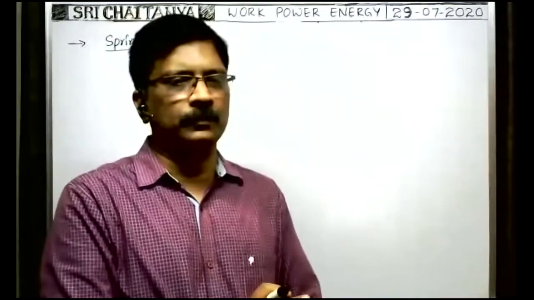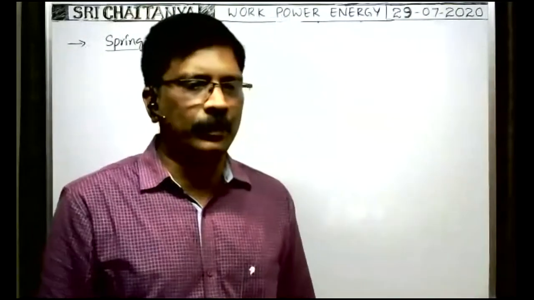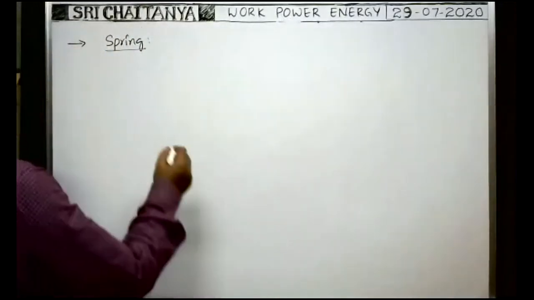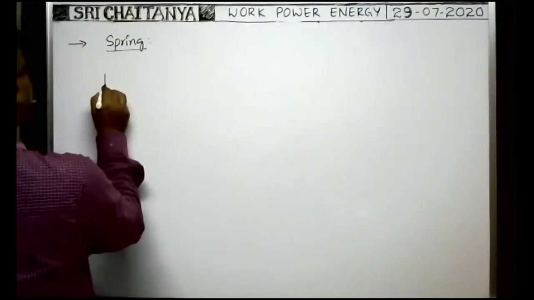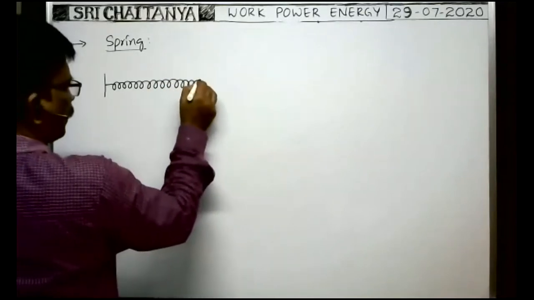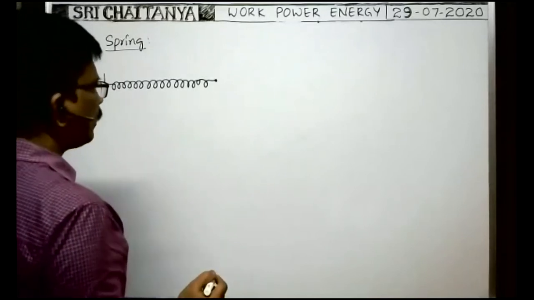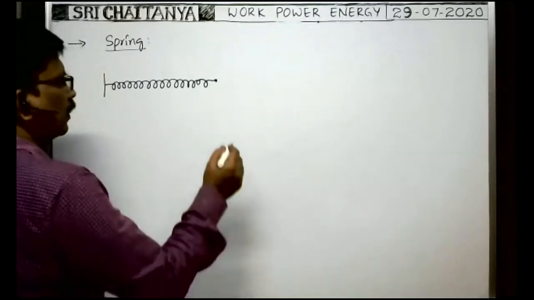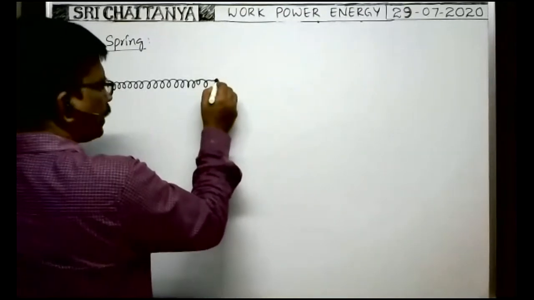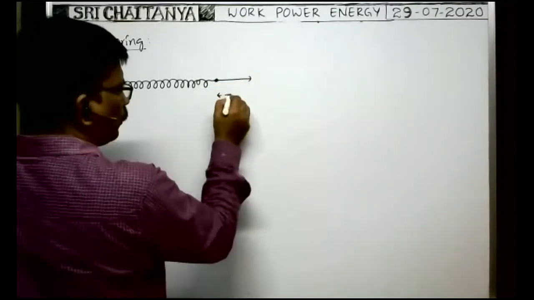Spring concept also, along with vertical circle problems and spring concept problems. So here, suppose there is a spring. There is a uniform spring having a certain original length. Here, by applying some external force, the spring is displaced through a length equal to, say, x.